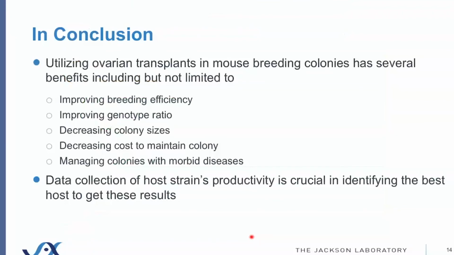So in conclusion, there are lots of benefits to using ovarian transplants, most of them listed here, but a good thing to point out is that prior to starting anything, data collection on host strains' productivity is crucial in identifying the host to get the best results. We have had instances where things go very well. We've chosen a host and they've bred well, and then we find over time that the phenotype of the mice being produced is not what our main product is, and we don't know if that's epigenetics. We don't really know exactly what the cause is, but there are some cases in which utilizing ovarian transplants may not be beneficial.